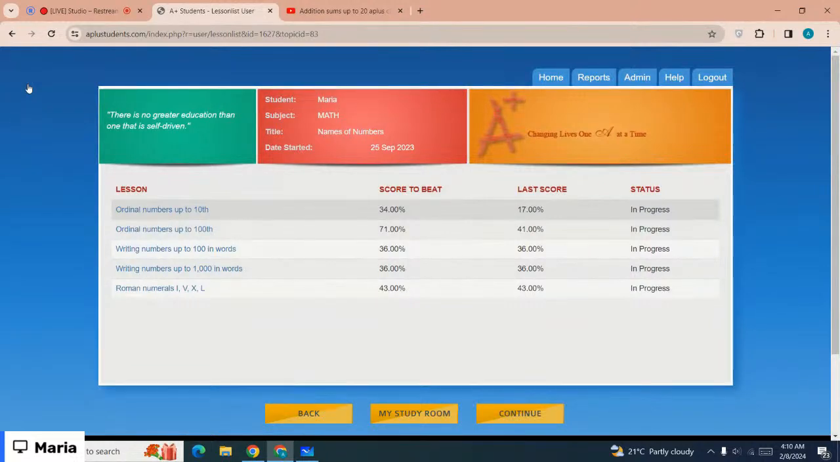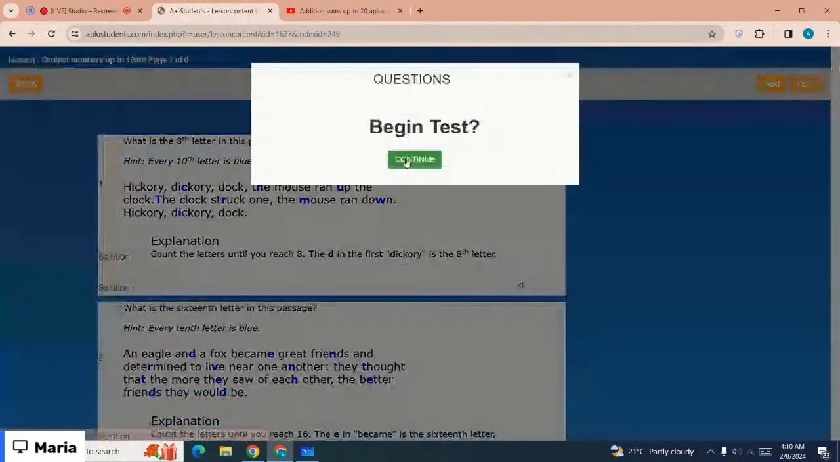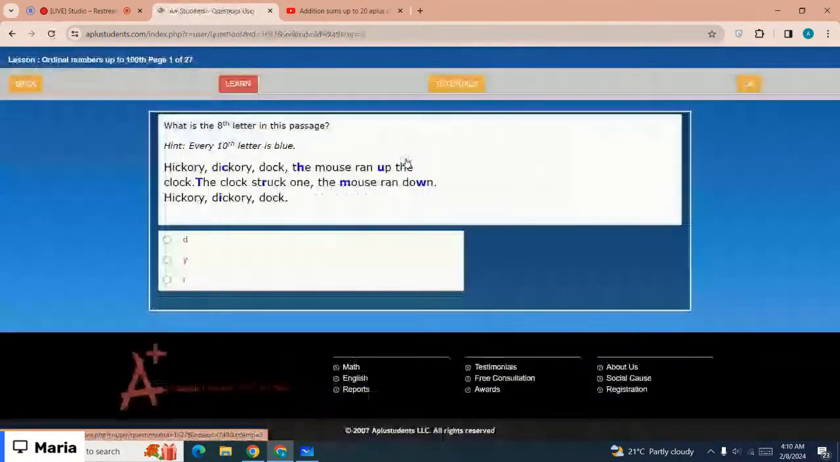And the next lesson is ordinal numbers up to 100th. This lesson is exactly the same. Basically, now you need to see ordinal numbers up to 100th. For example, the first one is: what is the eighth letter in the passage? You are given that every 10th letter is blue. If you start counting from the first one, the blue one is the 10th one. So which is the eighth letter?